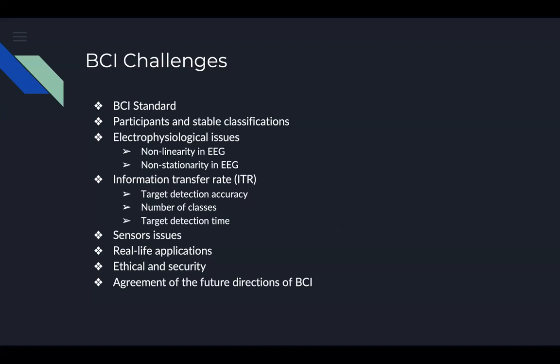Real life application. Right now BCI equipment is very expensive, and it cannot be used in real time or real life applications, just like a Fitbit or a phone, where you just wear it and it starts generating results. No, you cannot do that.